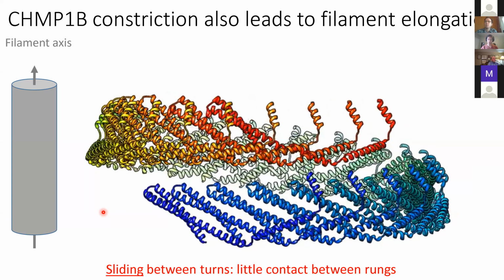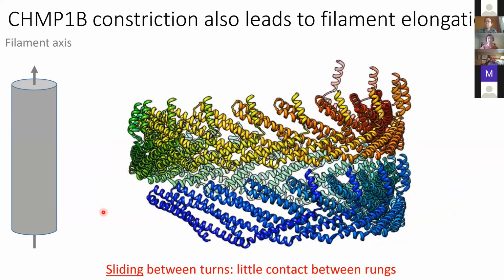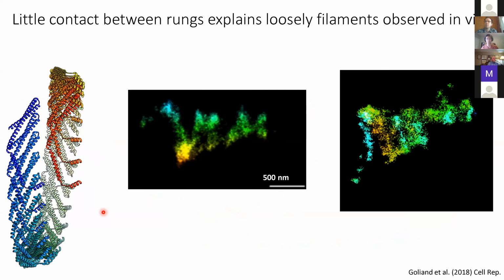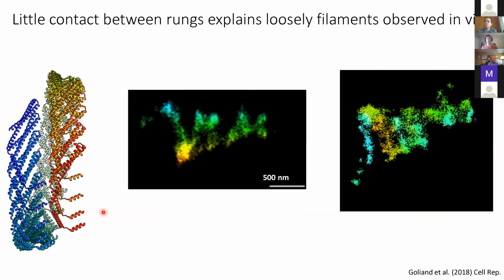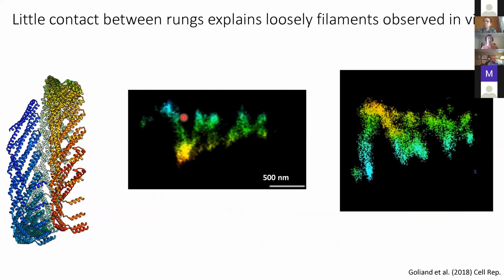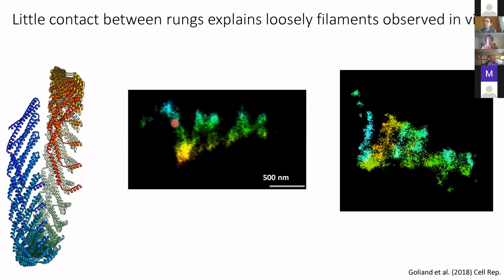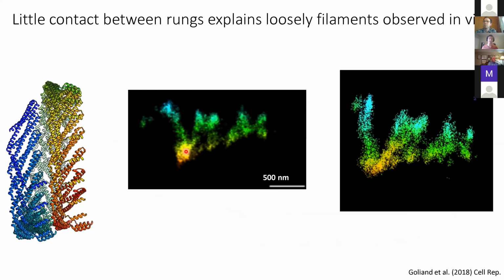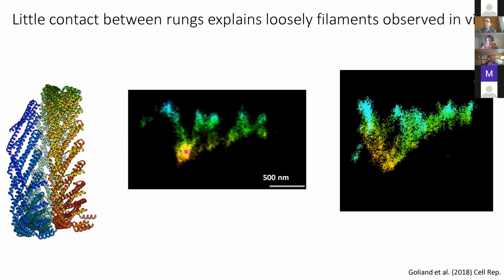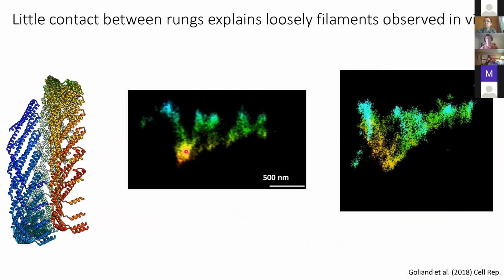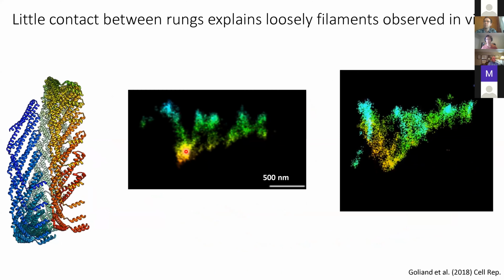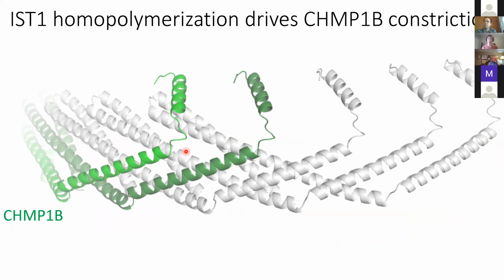And I think this is also important to help us understand what we see in vivo. Again, this is the STORM image of IST1 during cytokinetic abscission, and these loosely packed coils that we see in IST1 also help support the idea that there are very little contacts between ESCRT-III rungs in filaments. All right, so now we understand how CHMP1B is working. So we know IST1 is driving this constriction, but how? And it turns out that IST1 is homopolymerizing upon the CHMP1B strand to cause that constriction.